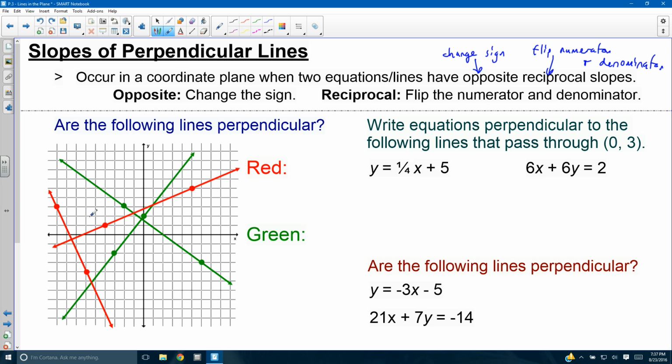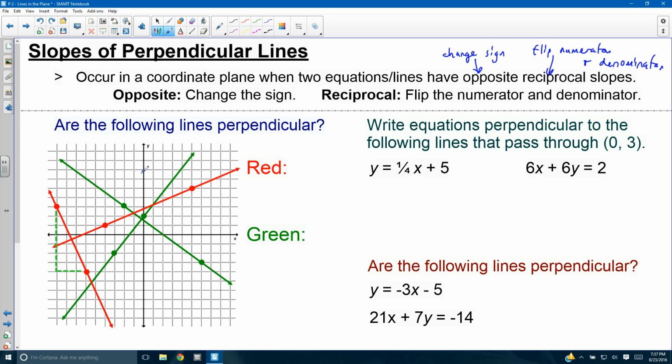Okay, are the following lines perpendicular? Red, green. Here we go. Same stuff as I did last time. Red, let's test what these slopes are. Determine, not that they're the same, but that they're opposite reciprocals of each other. And if they are, then we validated that. By the way, I haven't mentioned it.